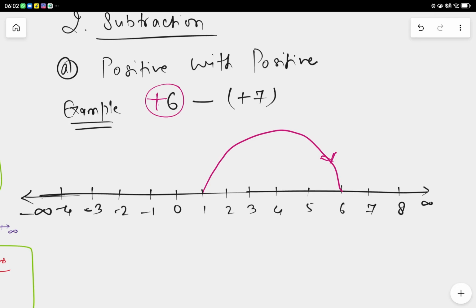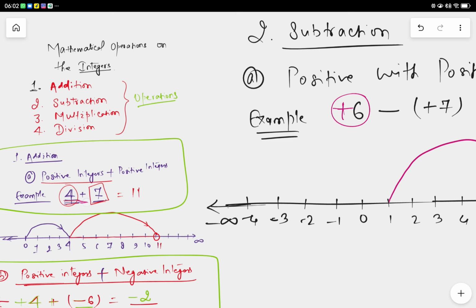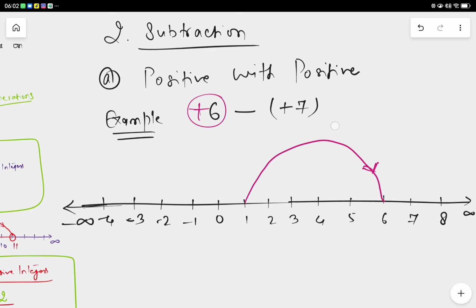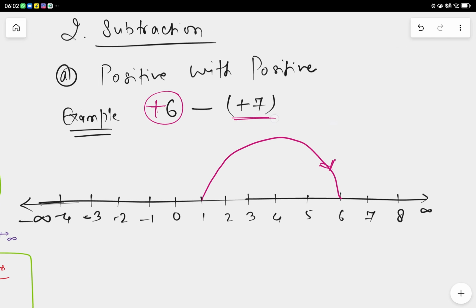Now subtraction means we have to go back, and addition means we have to go forward. Okay, so we have to go back by 7 units. Subtraction doesn't mean jump, we have to go towards 1, 2, 3, 4, 5, 6, 7. So if we go back by 7 units from +6, what do we get? Answer -1. So here the answer will be -1.